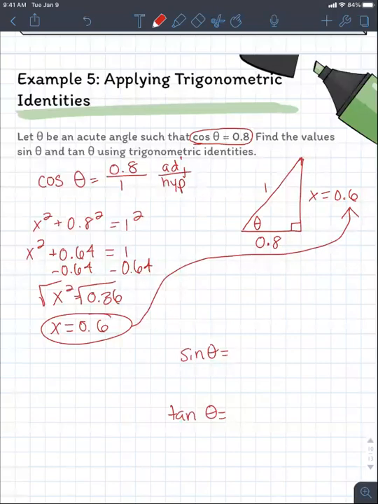Oh, thank God. So sine of theta is opposite over hypotenuse. So opposite of where theta is 0.6, and our hypotenuse is 1. So we would just simplify that to be 0.6. And then for tangent theta, it's opposite over adjacent, so 0.6 over 0.8. If we do that on a calculator, 0.6 divided by 0.8 is 0.75. Cool?